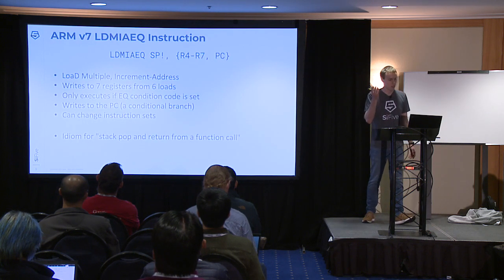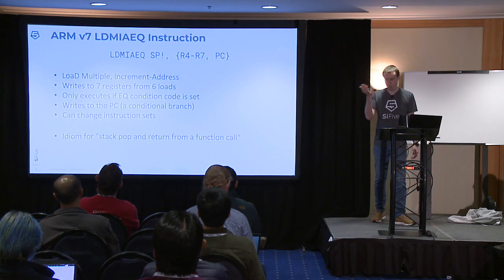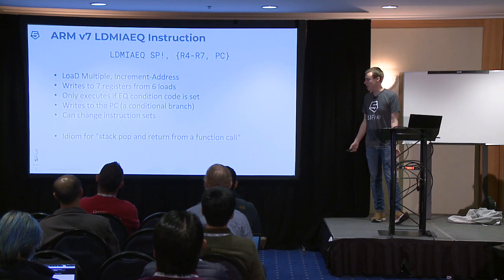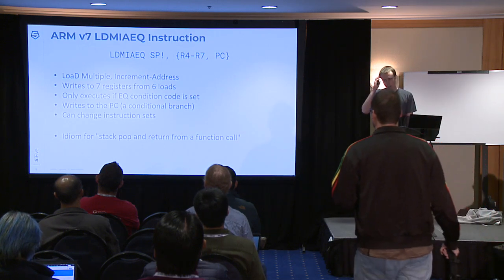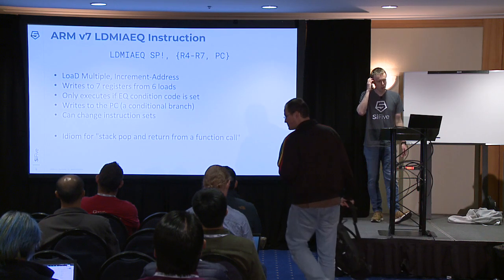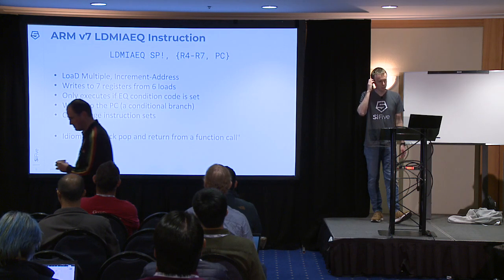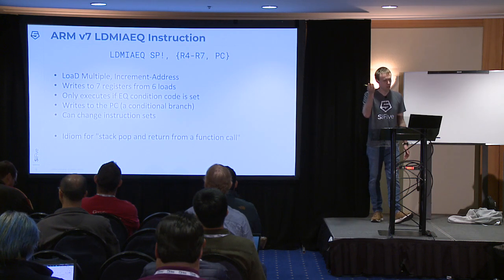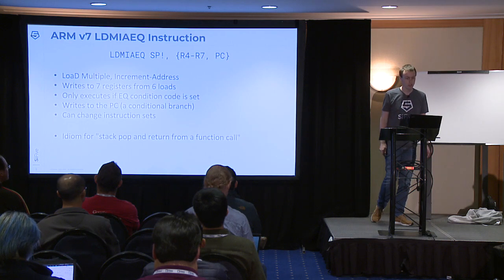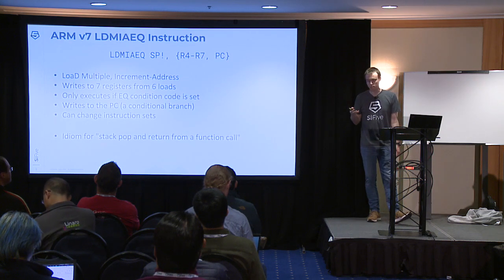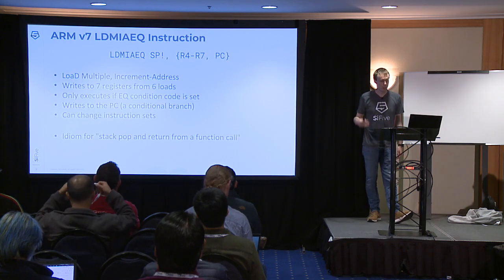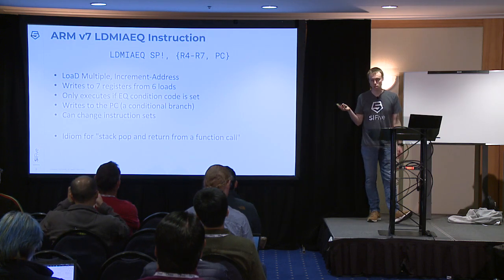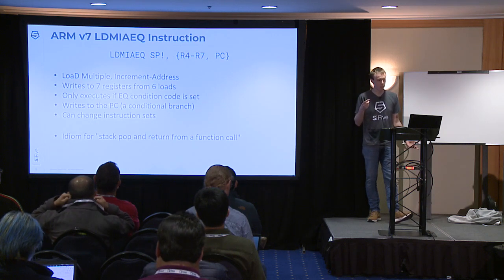So look at ARM, which is a RISC ISA, so it should be simple. ARM, Acorn RISC Machine. It's got RISC in the name. So there's an instruction in there called LDMIAEQ, which is too long to actually be a RISC machine. So you look at what it does. It's load multiple and increment the address. So it's basically loading and saving multiple registers to the stack, or to the offset of any register. It can write up to 7 registers and load from 6 memory locations in a single instruction.